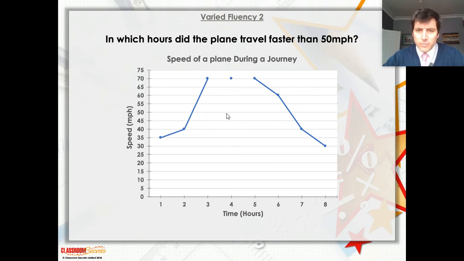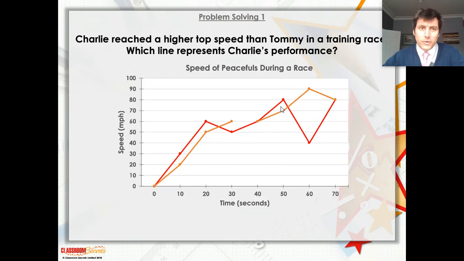So anywhere where it's above this horizontal line that my cursor is indicating here, that would be when the speed was greater than 50 miles an hour. So at hour 3, hour 4, hour 5, and hour 6, at each of those hour points, the speed was greater than 50 miles an hour. So that probably tells us it was flying at that point.